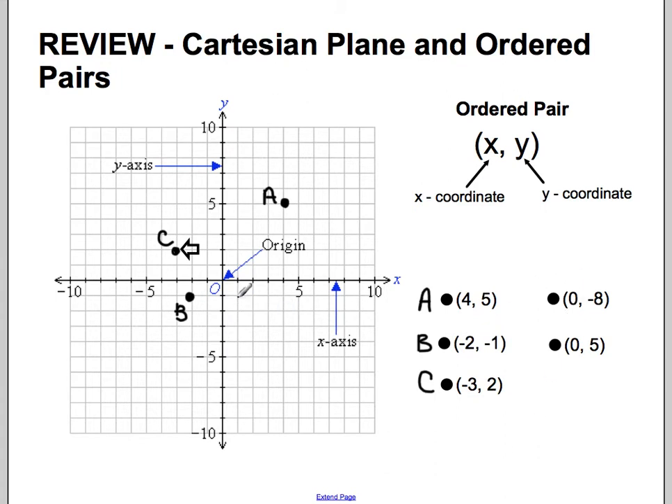And here are the answers. So 0, -8 is right here, and I'm going to call that point D, because I didn't go left or right, but I did go 8 down. In this case, I also didn't go left or right, but I need to go 5 up. I'm going to call that point E.